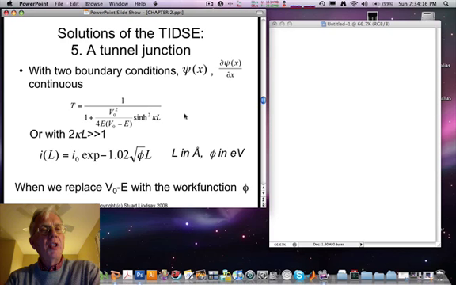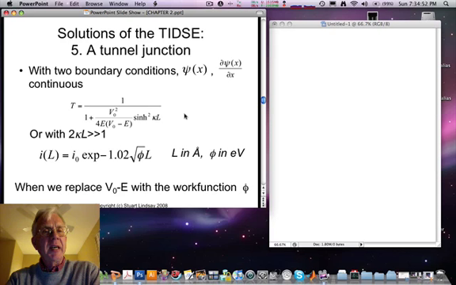Now, if we take the approximation that the barrier is thick, in other words, that 2 kappa L is much greater than 1, so that we can in effect ignore the reflection inside the barrier, we finally end up with the result that the transmission probability decays exponentially, and so this means that the current across this gap, if we were to apply a voltage across it, would also decay exponentially.